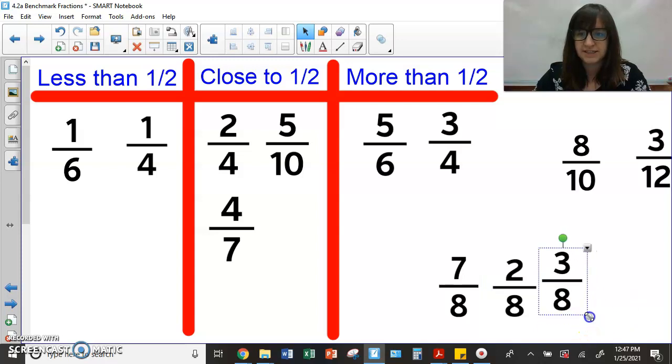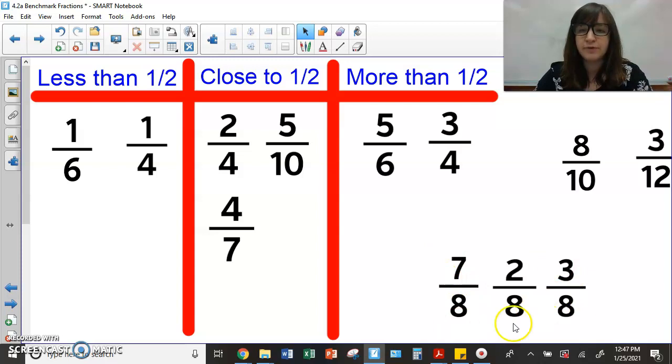Okay, so when we look at these, they all have 8 total pieces. Well, half of 8 is 4. So we don't have a 4/8, so we don't have one of these that's going to be exactly equivalent to 1/2.